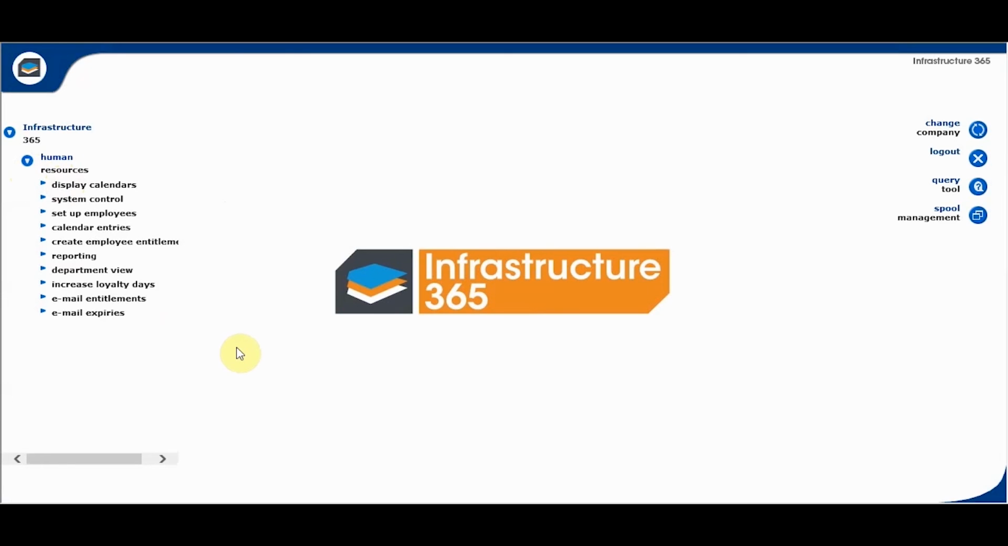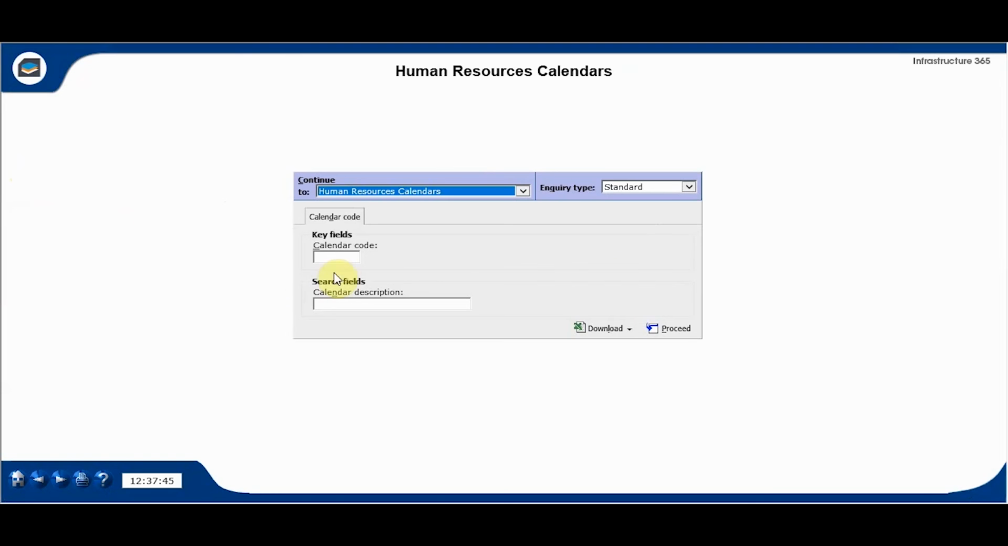And that is the basics of human resources. So if people need to see it, you can, if somebody in payroll, you don't want access to all of this, you can give them access to display the calendars, and it goes through in the normal way.